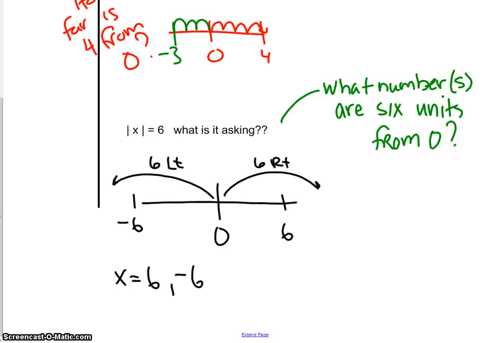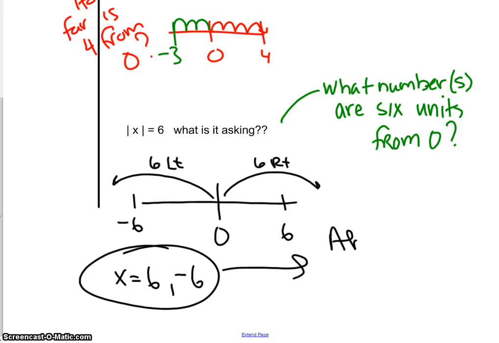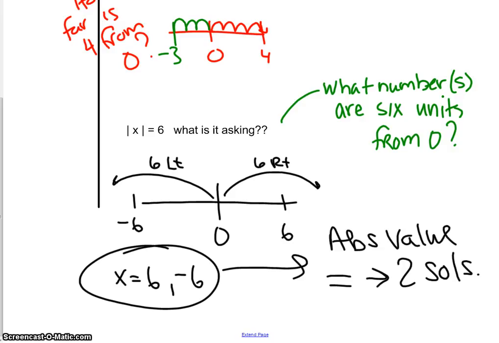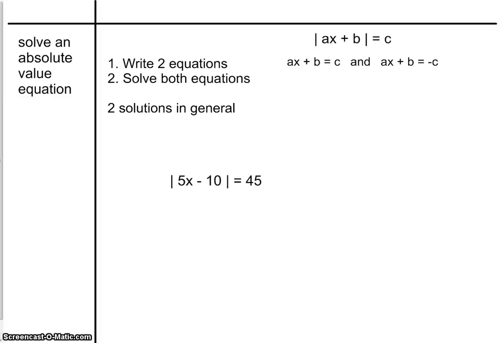So one of the things about absolute value, when we deal with equations, we generally get 2 solutions because we're talking about the distance from 0 to the left and the distance from 0 to the right. So when we solve an absolute value equation, number one, we want to write it as 2 equations. Then we solve both equations, and again, in general we're going to get 2 solutions. Now, there's a little guide here. Absolute value, and then inside we've got some stuff. In this case, it says ax plus b equals c.